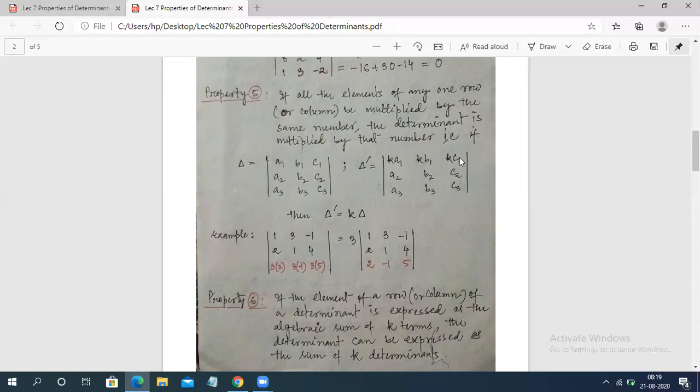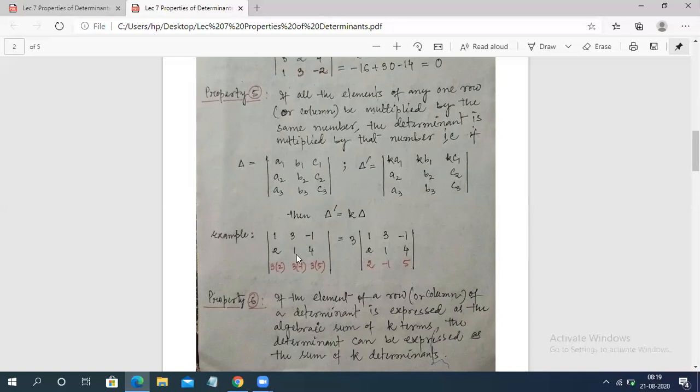Each entry of R1 is multiplied with the same number K. So what will be the value of delta dash? It will be K times delta. That means you can take this K outside common and then write A1, B1, C1, A2, B2, C2, A3, B3, C3. Its determinant value is delta. So delta dash is equal to K into delta.